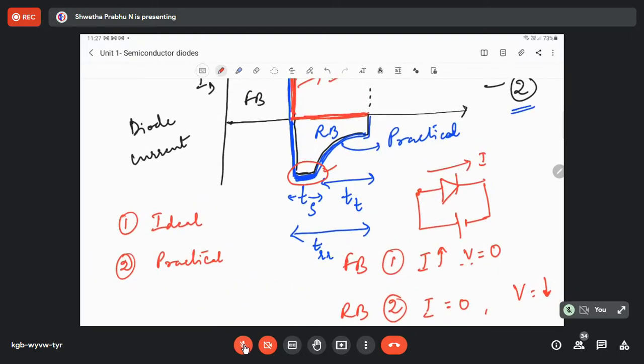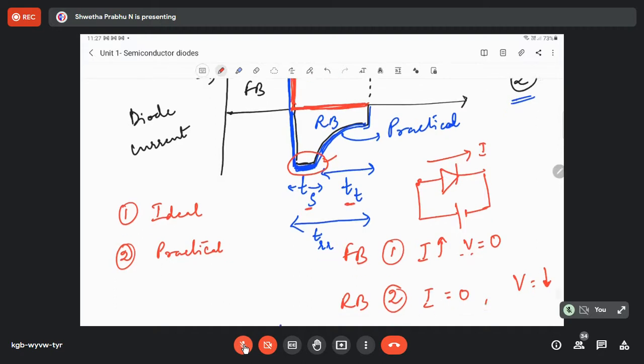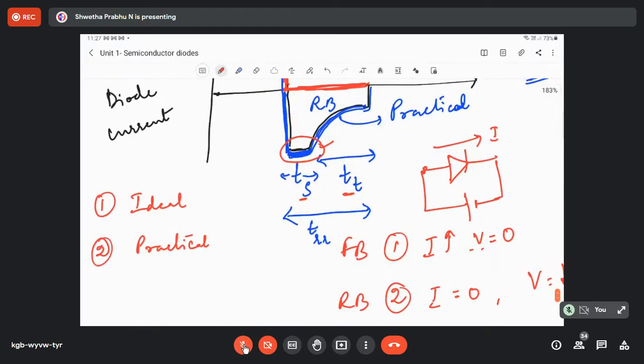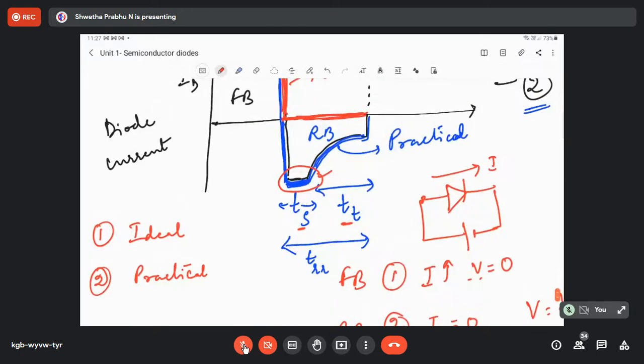Understood? After the storage time, the diode still remains in the on condition. Then the current reduces and eventually reaches its saturation value after a certain amount of time, called the transition time or transition interval. The sum of the storage time and the transition interval is called the reverse recovery time. Did you understand? This is what happens under the reverse bias case.